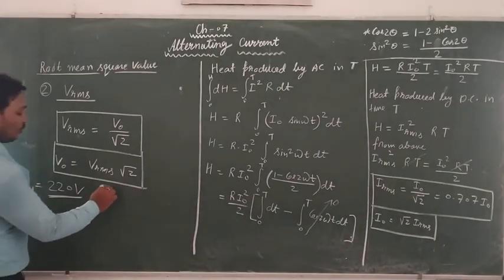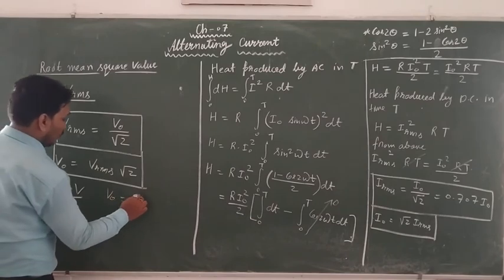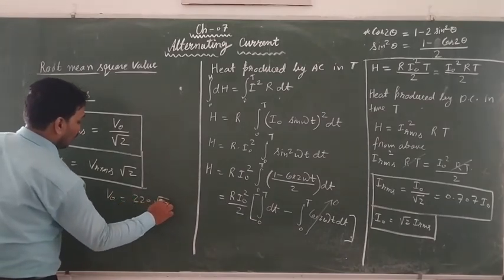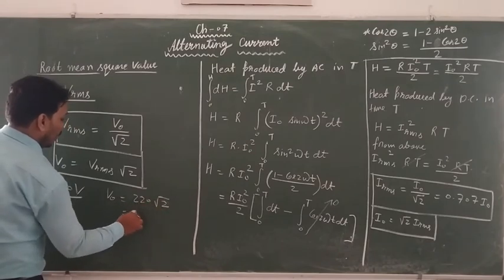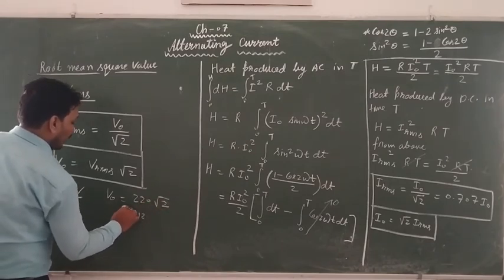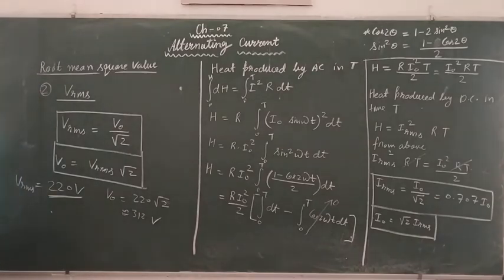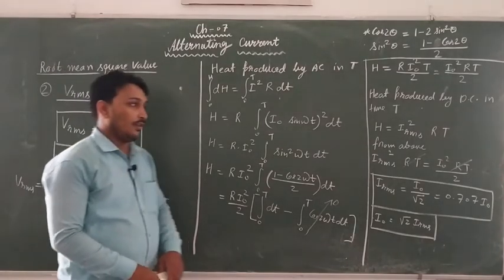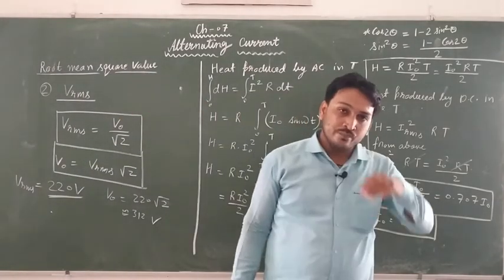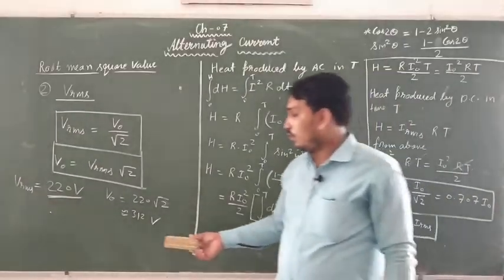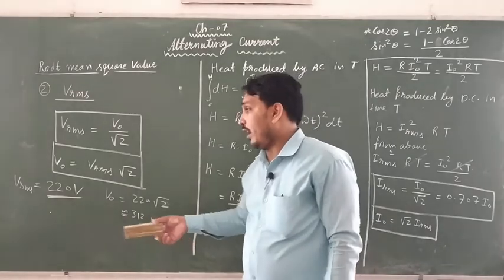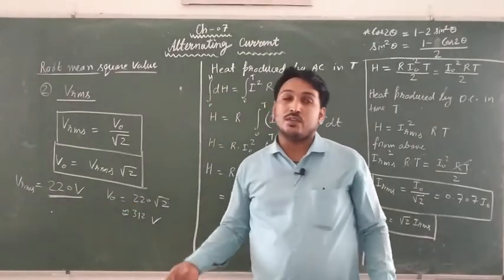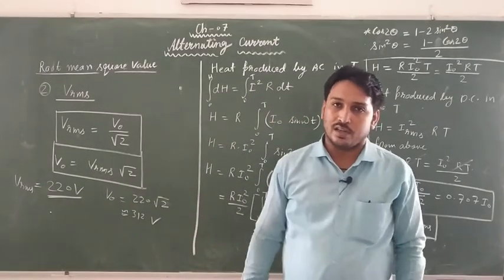What is the peak voltage we have? V naught is equal to 220 multiplied by root 2, VRMS multiplied by root 2. When we solve it, it comes around 312 voltage. So the voltage which we have in our day-to-day life in our home has the maximum value of 312 voltage. Is it clear? And its RMS value is 220 voltage, which is being referred all the time.